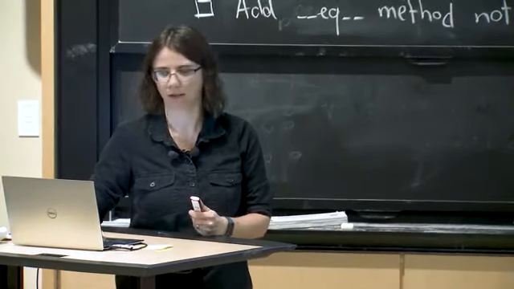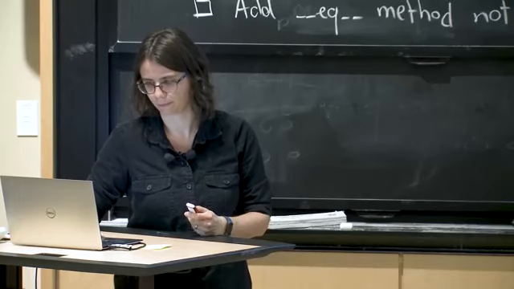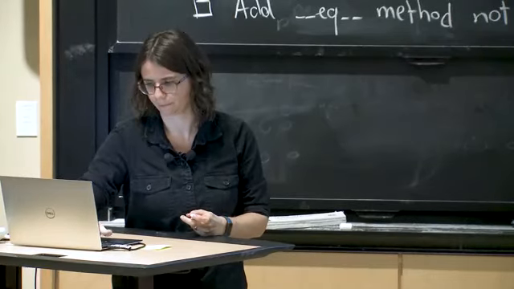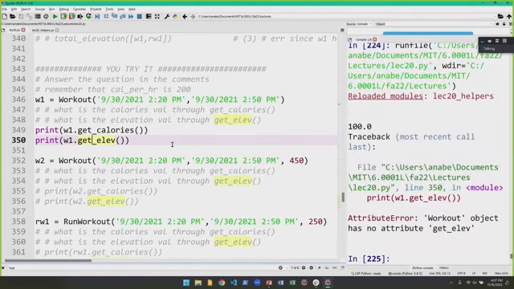Just yell it out. 30 minutes? 100, right? What's the elevation when I ask Python to tell me the elevation for this object? Error, exactly, yep, because the workout object has no attribute, has no method getElev. That's something specific to a running workout.